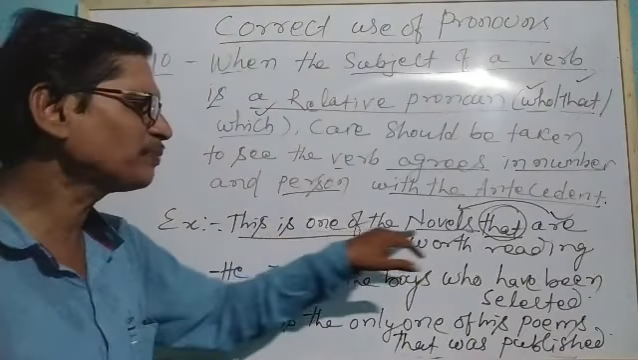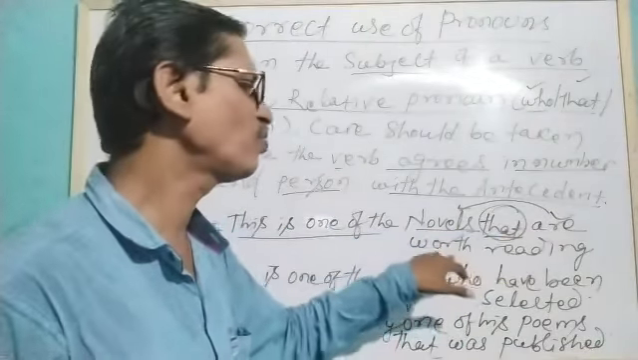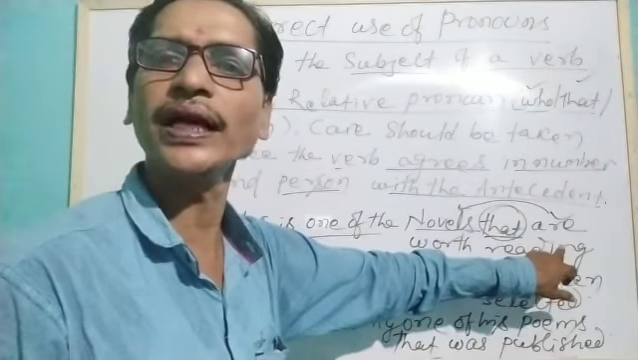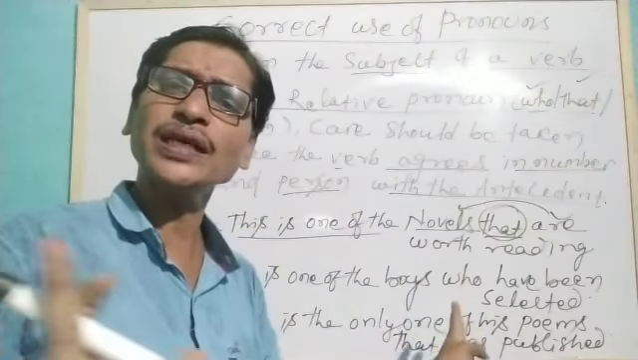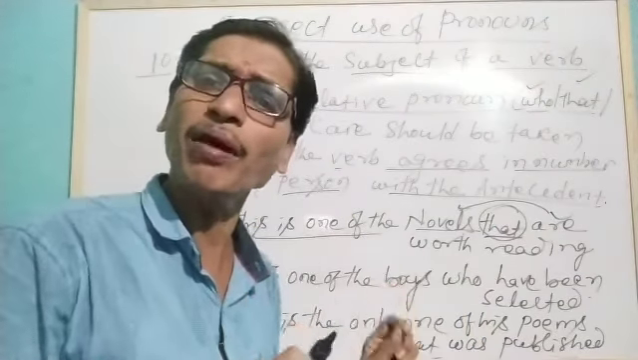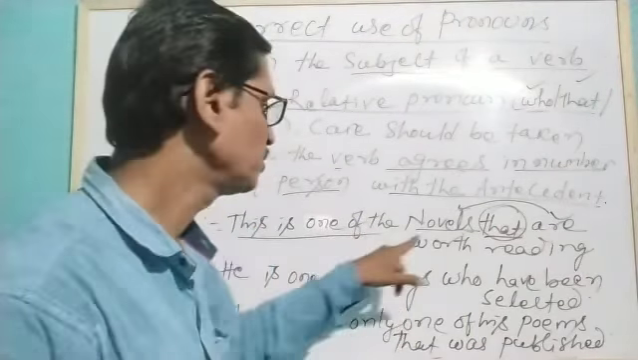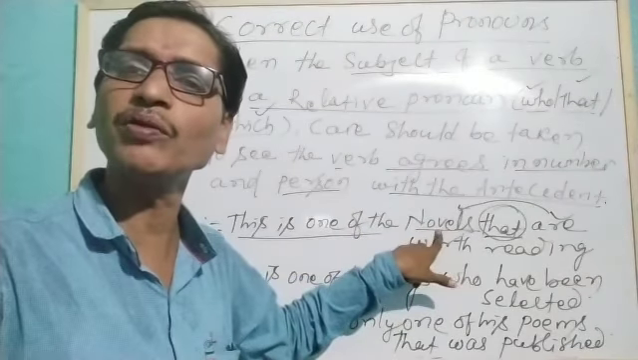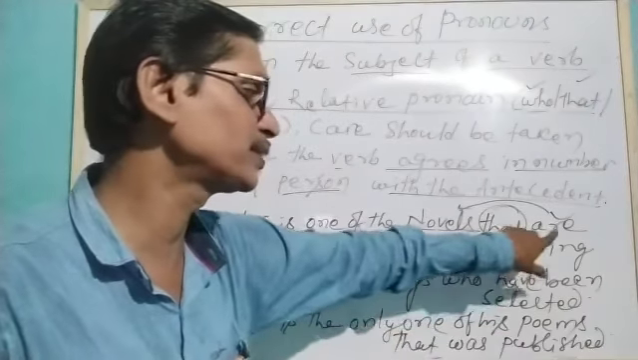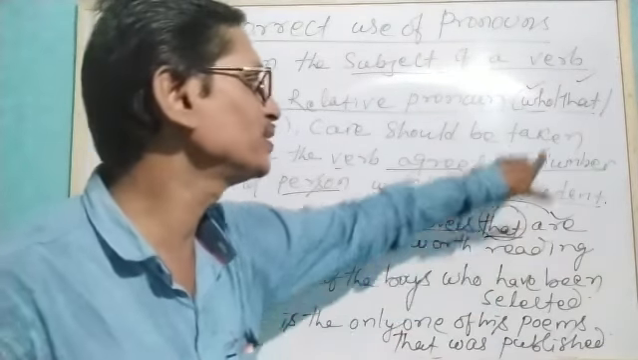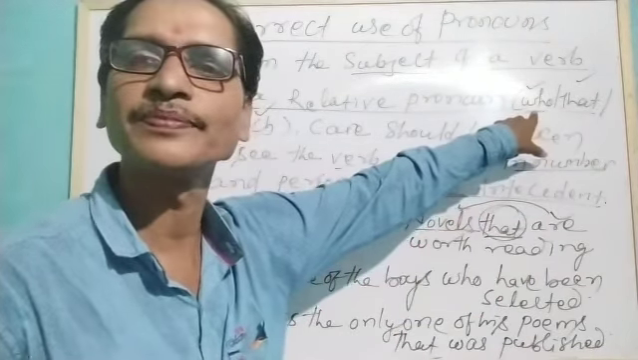So this is one of the novels that are worth reading. There are a lot of novels which are worth reading, from among which we are talking about one. But here the antecedent is a plural subject, and the subject of the verb is that, which is a relative pronoun. Understand?